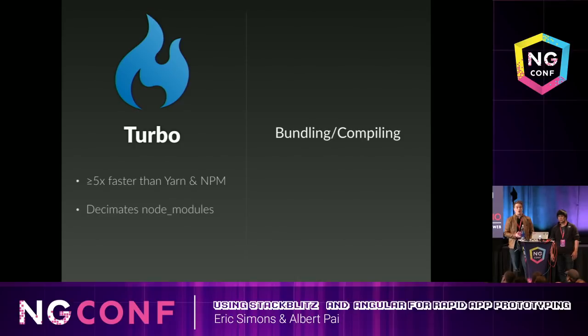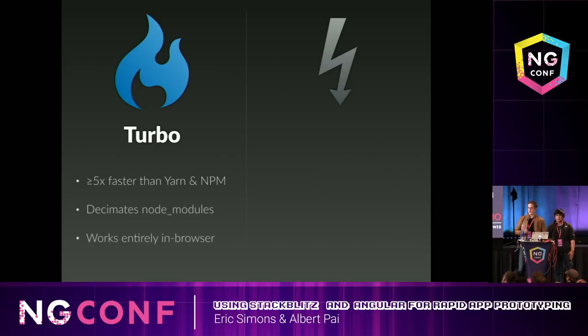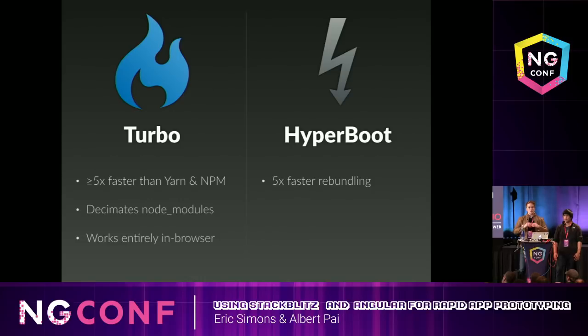And that's really one of the key parts of what made us allow this to work entirely inside of your browser. So Turbo took out the npm side of this equation. On the bundler and dev server side, we created this thing called Hyperboot, and it basically allows you to do super fast rebundling. It's about 5 times faster than Browserify or any other things out there, largely because it's all in memory. And it's super robust.